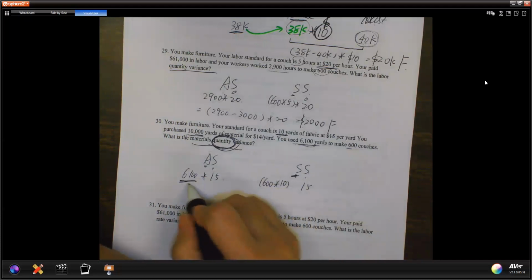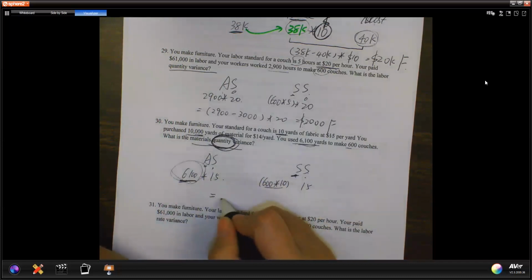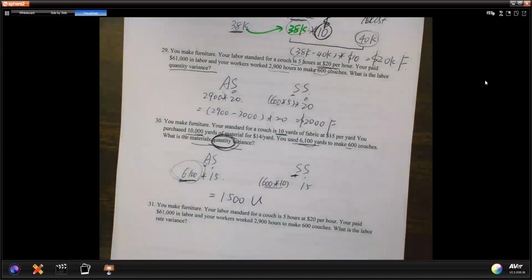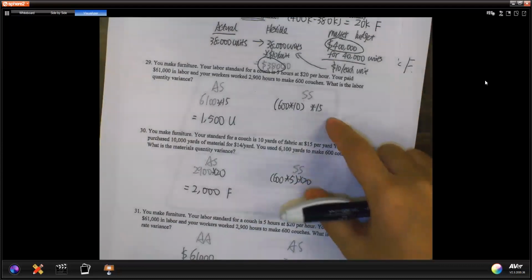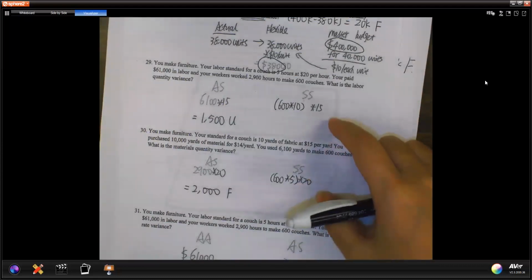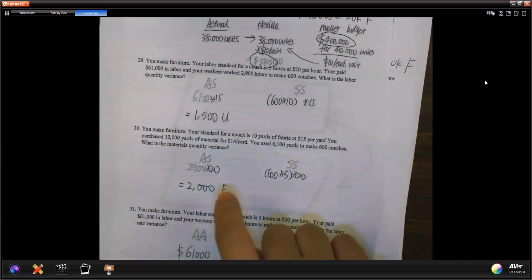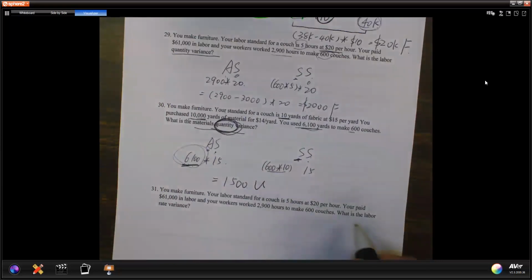Okay, so you actually used 6,100 yards, but you only budgeted 6,000 yards, so you have unfavorable. So it will be $1,500 unfavorable. Okay, in my solution, those two questions, I flipped them a different way. So this question's answer actually goes to question 30. This answer actually goes to question 29. Sorry about that.